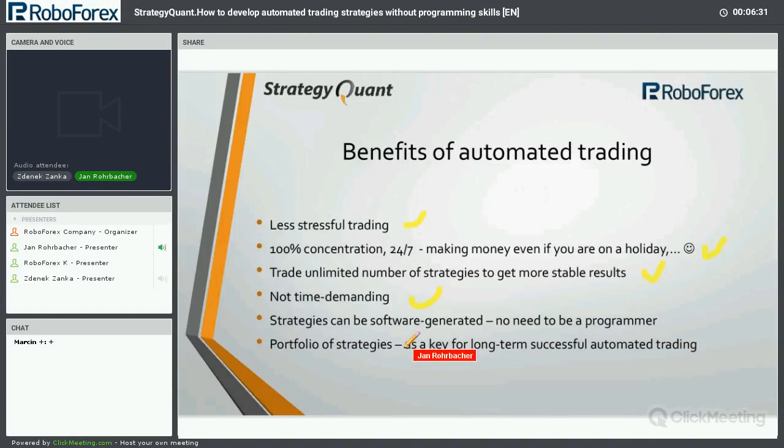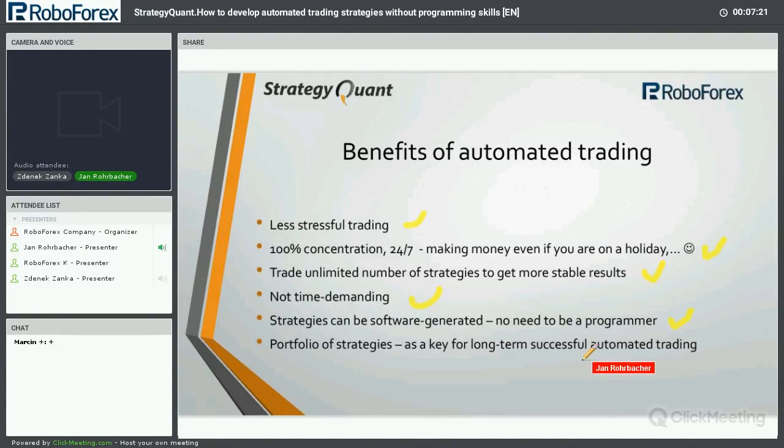And also, a very important benefit is definitely that there is absolutely no need to be a programmer at all to become a profitable and successful algo trader. We will present you the software, StrategyQuant, the leading solution in the world of automated trading. It is able to generate, optimize or analyze automated strategies in just a fraction of a second, something that is absolutely impossible for a human being. So there is absolutely no need to be a programmer.